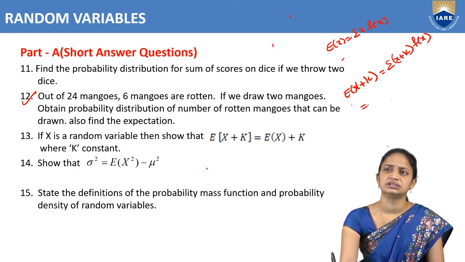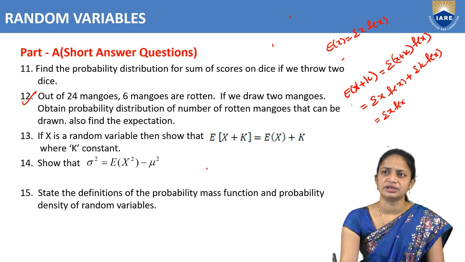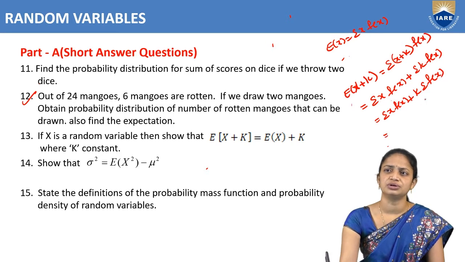Now separate the terms: the summation of x into f of x plus the summation of k into f of x. So this is the summation of x into f of x plus k, keeping k outside of the summation, times the summation of f of x. We know that the total probability is always equal to 1, so that's why this is 1.